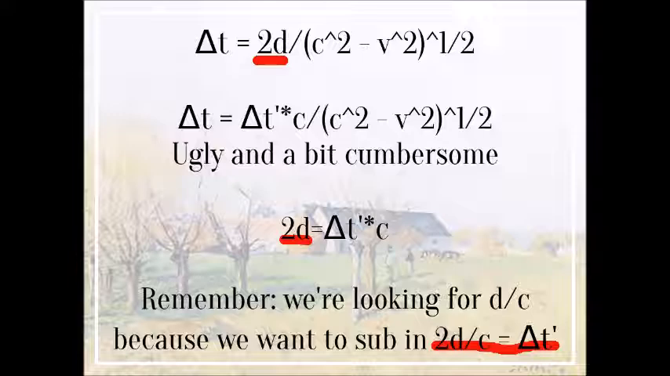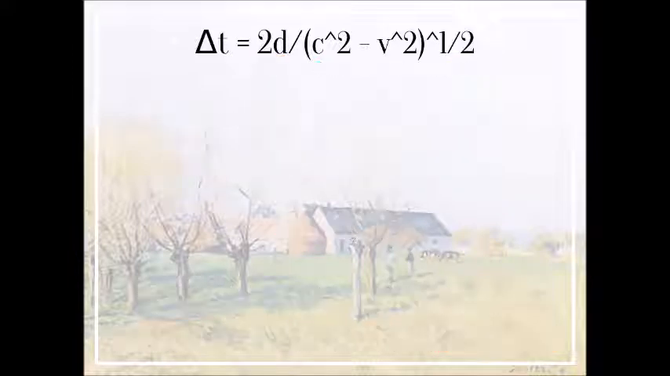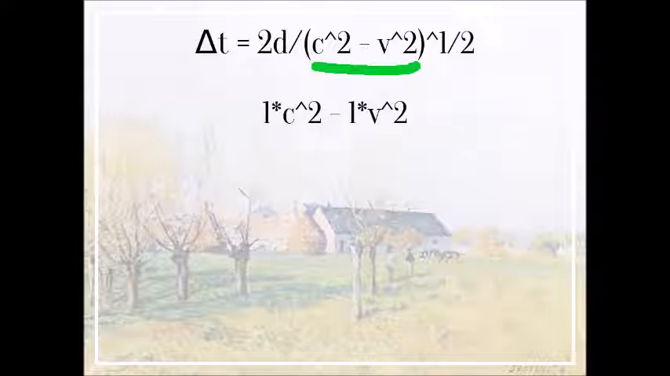So let us now focus on the c squared minus v squared section of the equation and see if we can't pull a c out of the hat in some manner. We could multiply the c squared and the v squared by 1. There's no harm in that. And then we'll let 1 equal c squared divided by c squared, and we'll sub that into the equation.